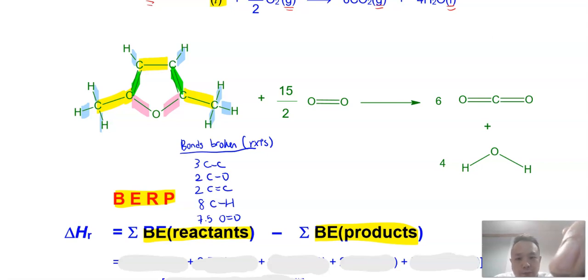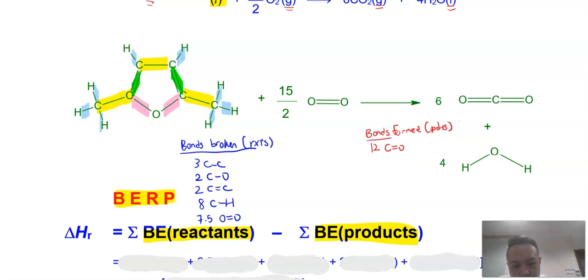Then we move on to the bonds that are formed. The bonds that are formed are in your products. Okay, so we have 2 CO double bonds in each carbon dioxide, so we have a total of 12 CO double bonds. And in each water, there are 2 OH bonds. So total 8 OH bonds.